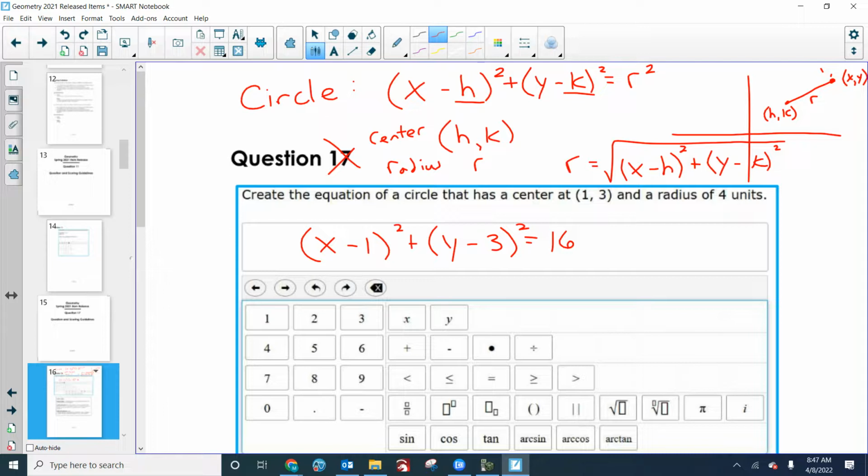Now, to get from this to this, we just had to square both sides. Do you agree? It came from the distance formula. So if you ever forget, is it subtraction? Is it addition? I forget. Remember, it's the distance formula. It's a fancy distance formula, all right? Next.